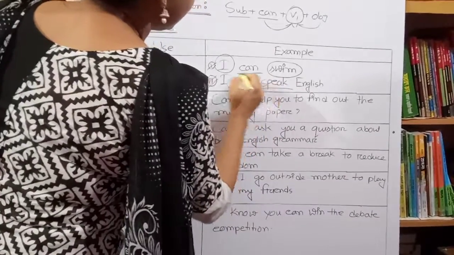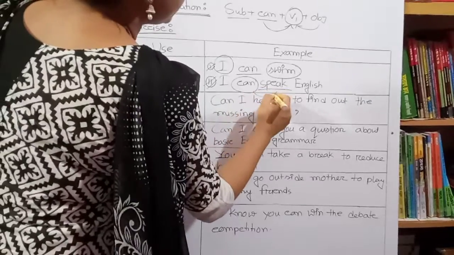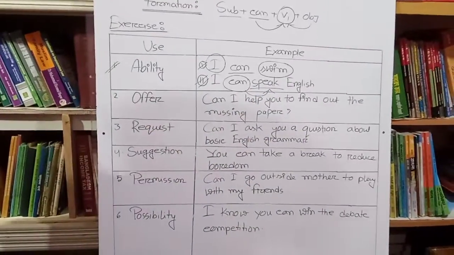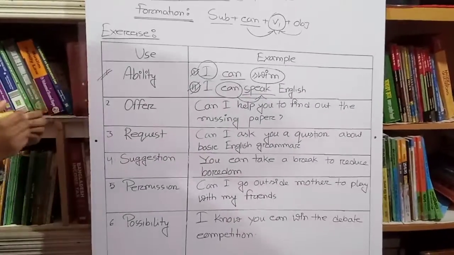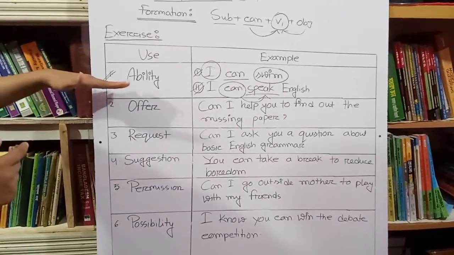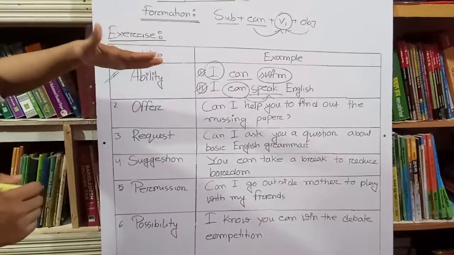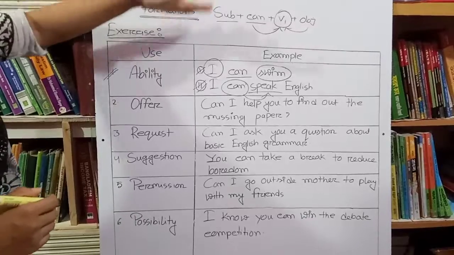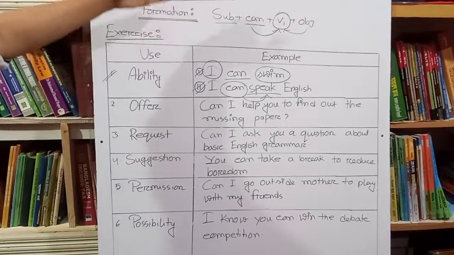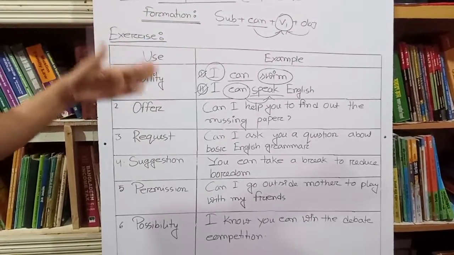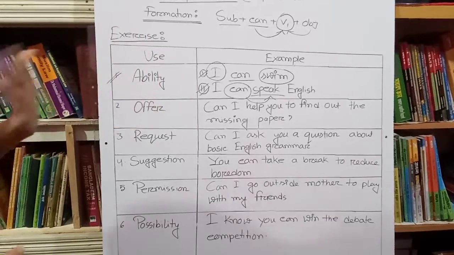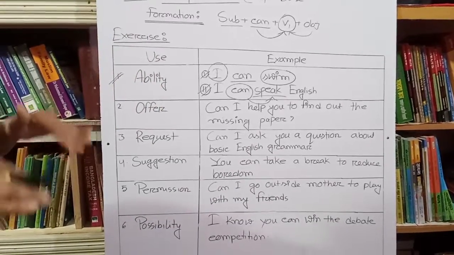Well, you can see can is used here before the verb speak. So when you want to talk about ability, of course, and another very important thing I was talking about, this can is basically used to mean the present form of a verb, what type of activities you are doing right now.